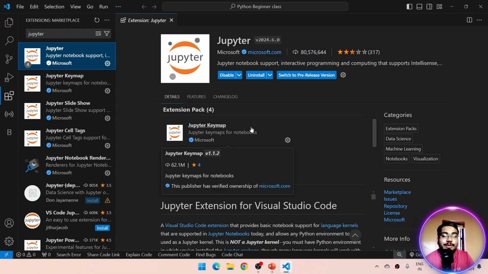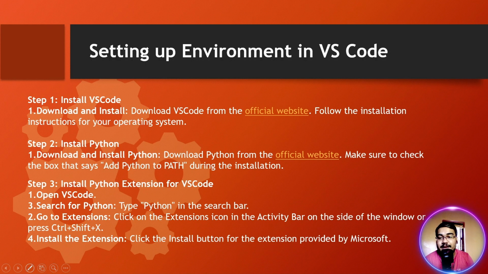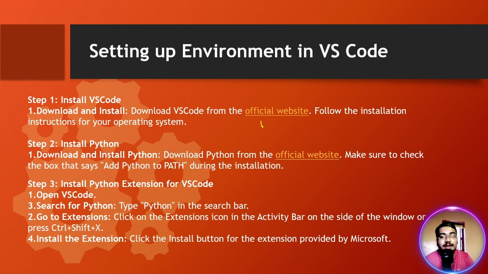So what is the difference between Jupyter and normal Python? In normal Python, .py is the extension. But in the case of the Jupyter notebook, .ipynb is the extension for the Jupyter notebook. So what is IPYNB? NB means notebook, and IPY is for Jupyter. Got it? So this is the extension.